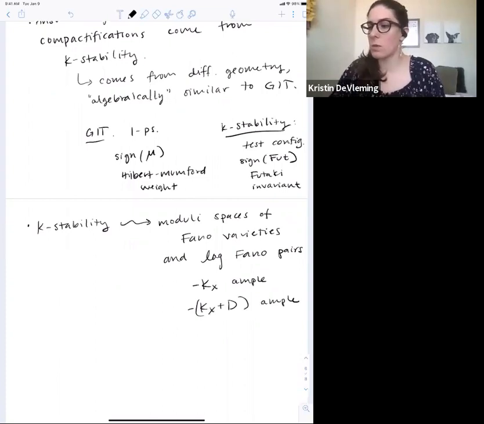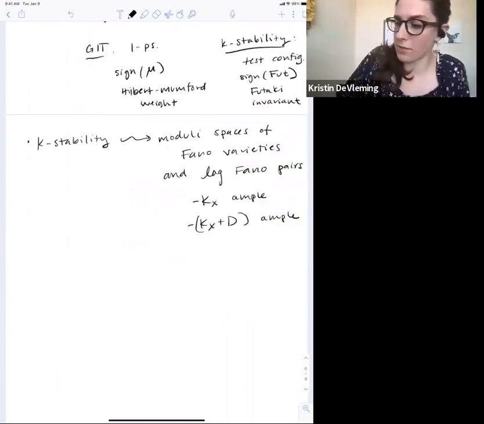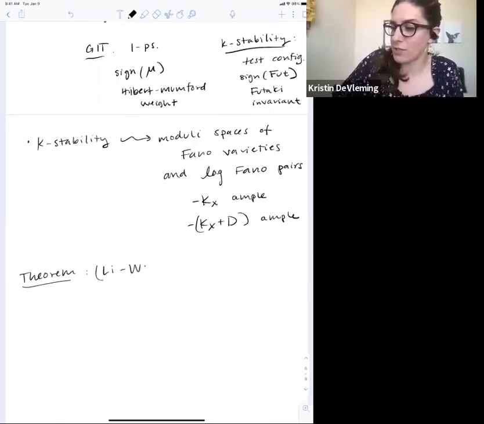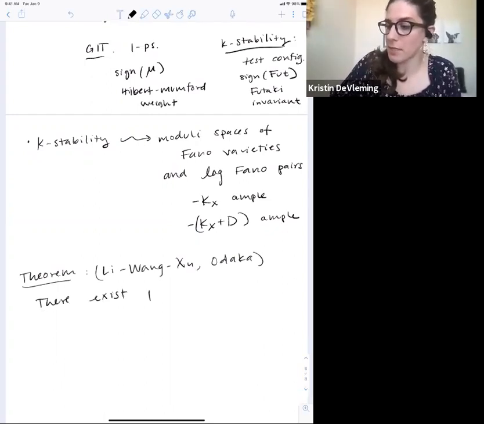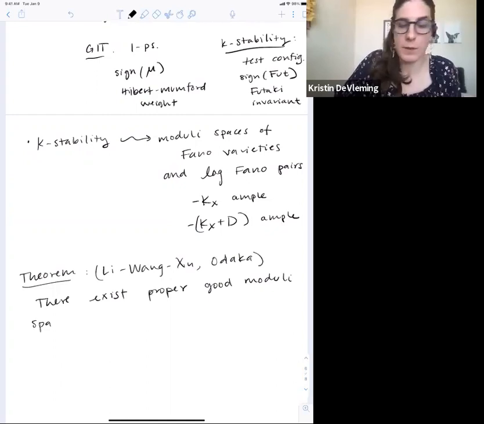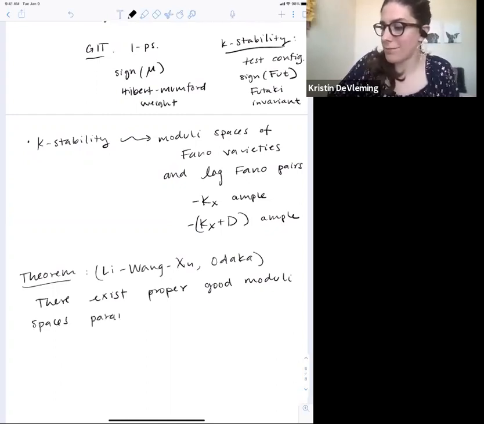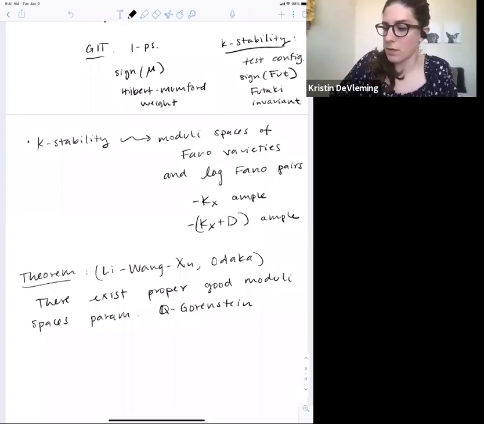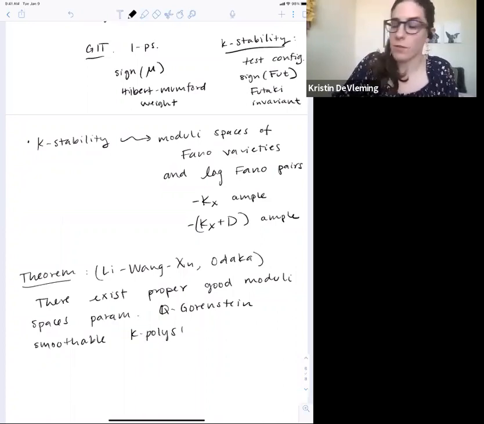And this is, maybe just to give an older theorem, which there's been dramatic progress on generalizing, but this is originally due to Li, Wang, Xu and Odaka. This is: there exist proper good moduli spaces parameterizing nicely smoothable, so the word Q-Gorenstein is the nice smoothings we are talking about, K-polystable Fano varieties.